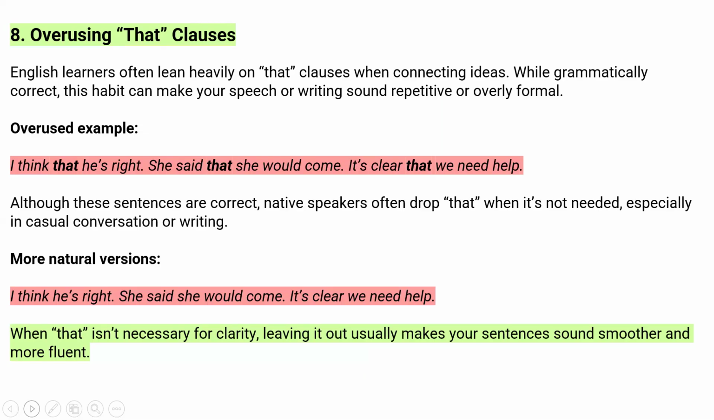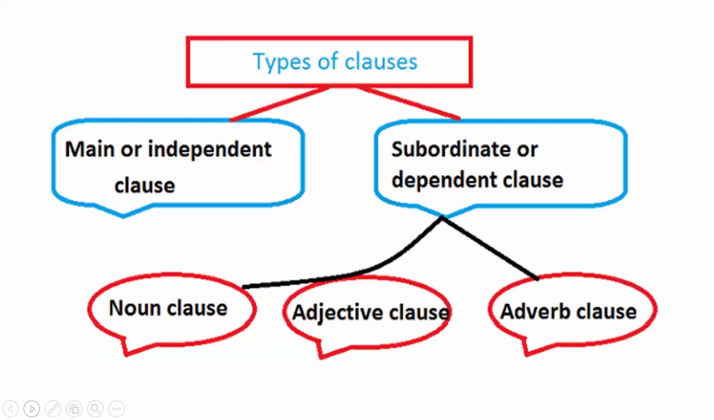Leaving it out usually makes sentences sound smoother and more fluent. So the correct sentences are: "I think he's right." "She said she would come." "It is clear we need help." These are the types of clauses we are going to learn in the next video.